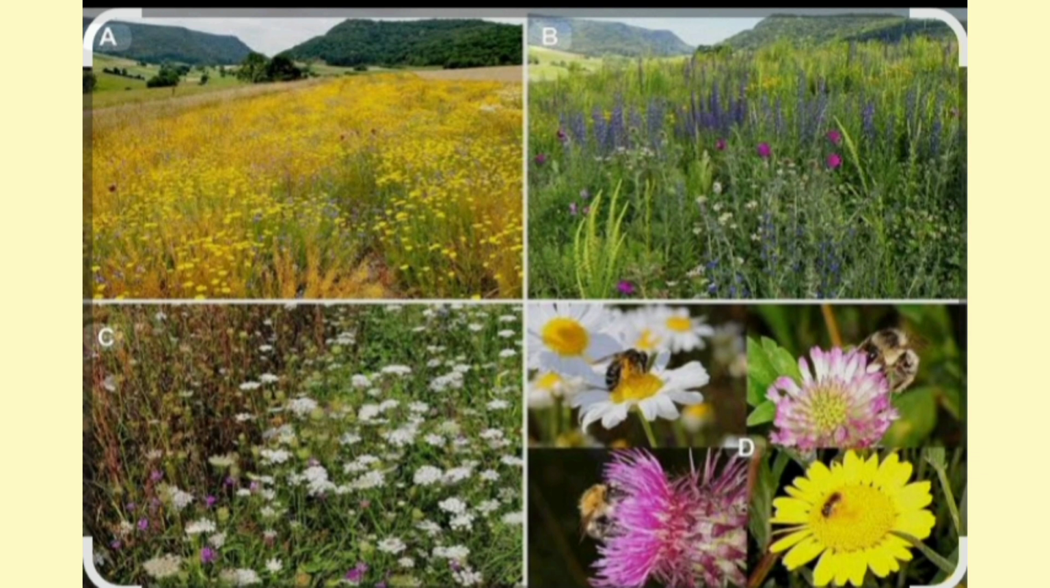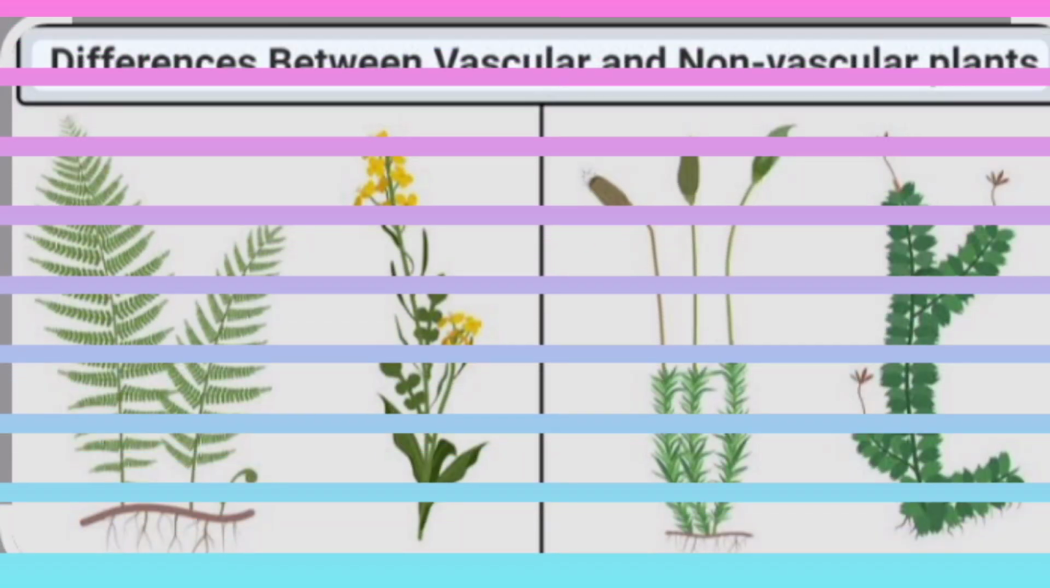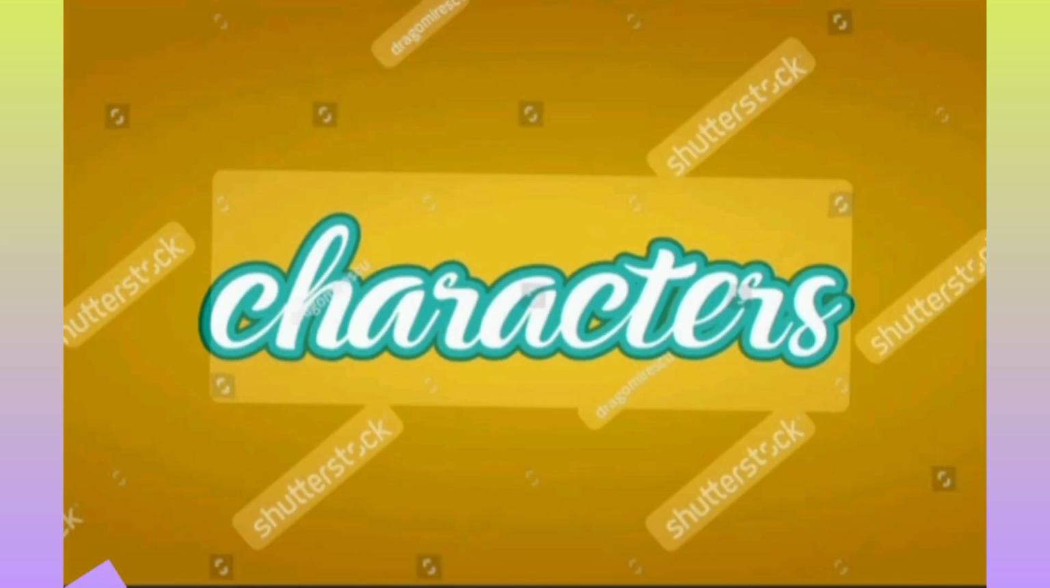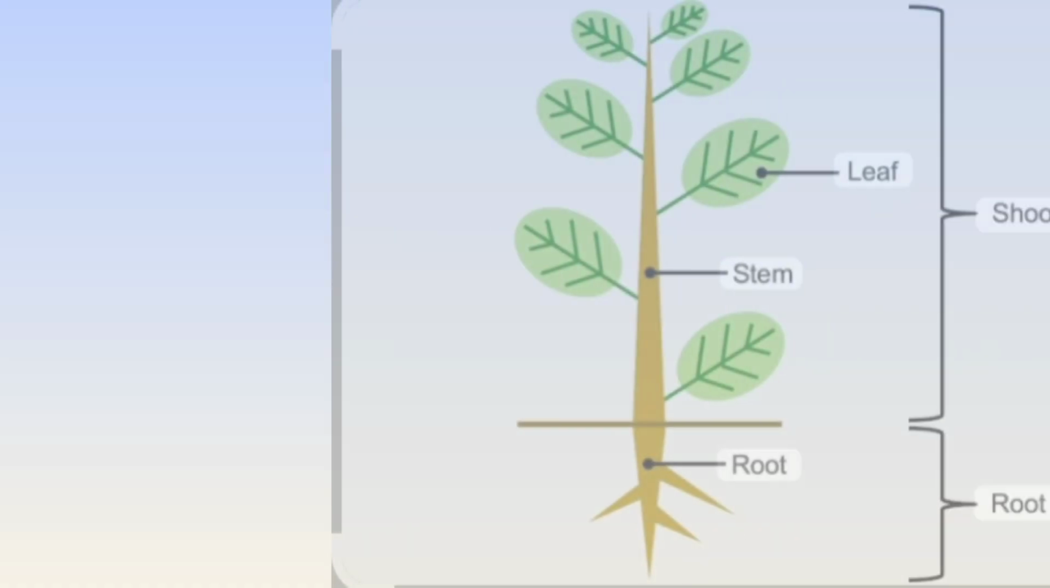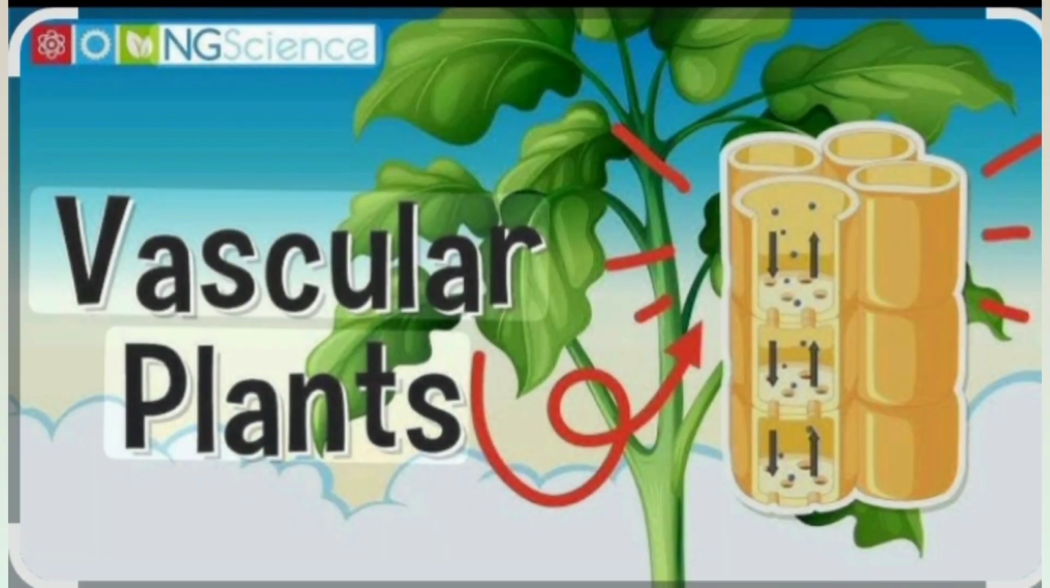Vascular plants. Vascular plants are those plants that have xylem and phloem, while non-vascular plants do not have xylem and phloem. Now, we will discuss the characteristics of tracheophytes. Characteristics of tracheophytes. Tracheophytes have roots, stems, and leaves. Tracheophytes have a vascular system consisting of xylem and phloem.